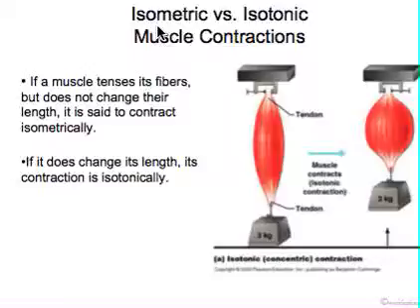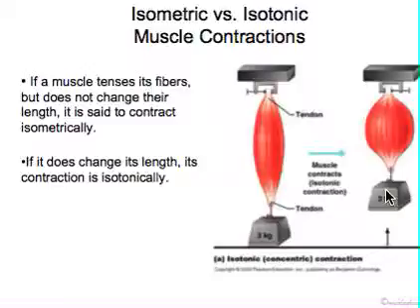And then on the other hand, you have an isotonic contraction, and tone is the tone of the muscle is the same, so to speak. And that's when the muscle actually moves. So when you're holding a 3-pound weight like this, you're just holding it and carrying it, that's an isometric contraction. And when you actually shorten the muscle and lift the weight up, it's an isotonic contraction.